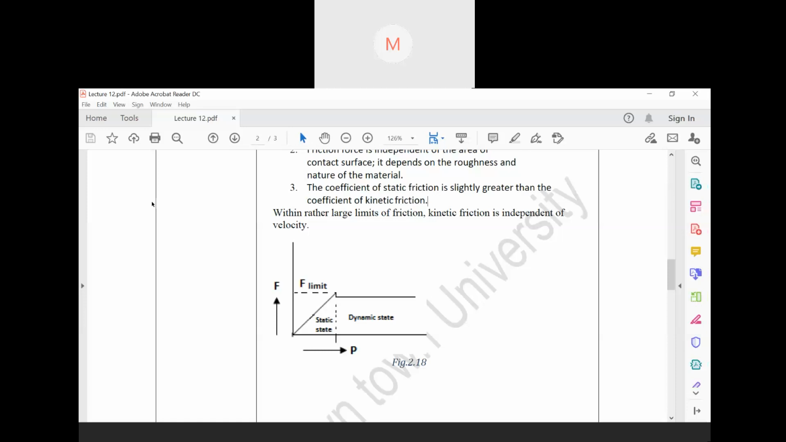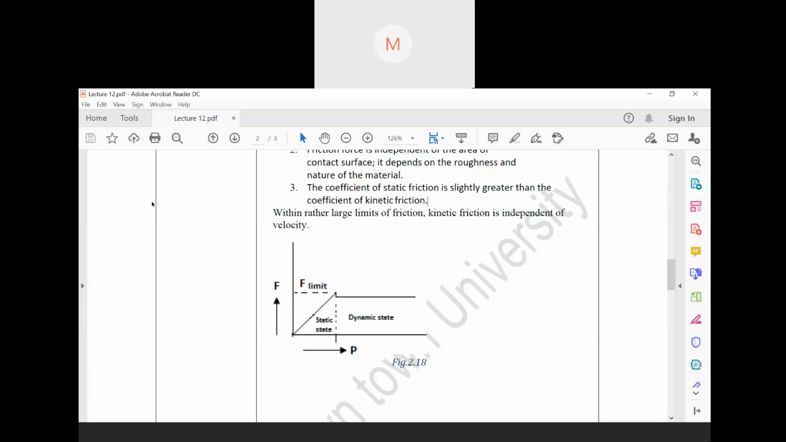Static. Yes, very good. So it is static, right? But then what happens? You are applying some amount of force and the body is not moving. So the body is being stuck due to the application of a certain amount of friction force. Okay, so that is static.